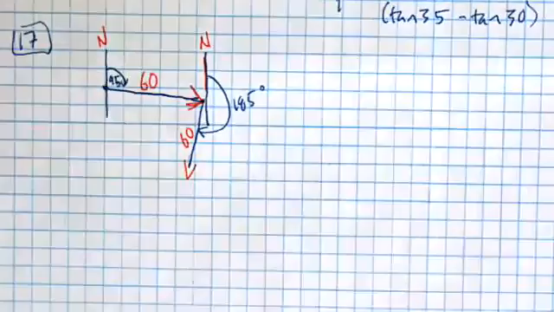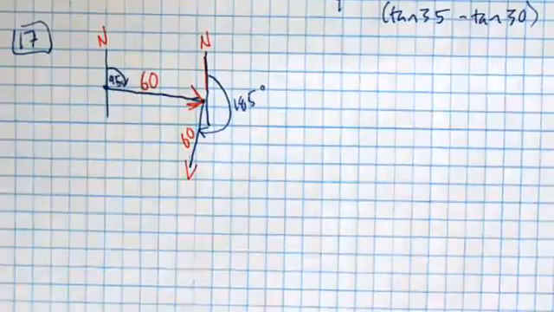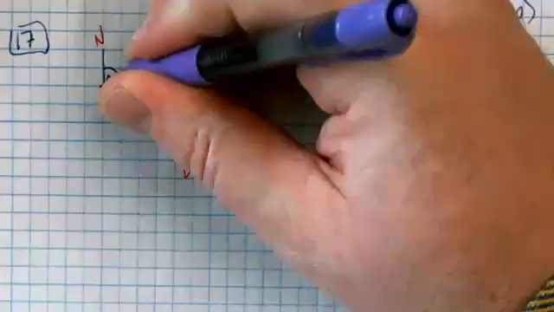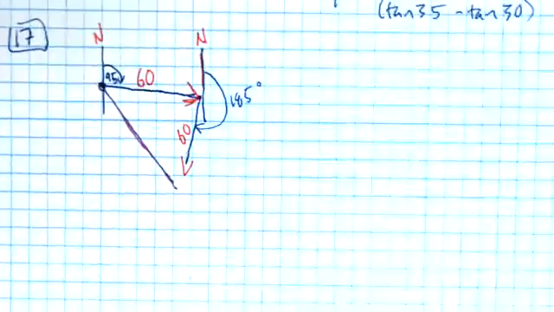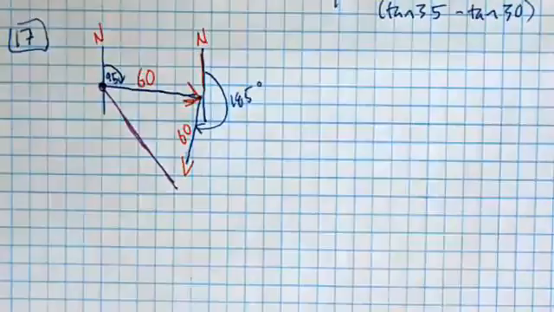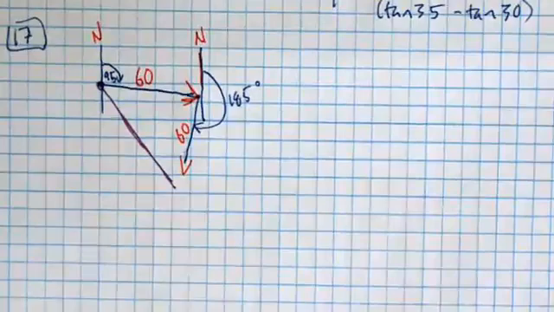It says determine the distance and the bearing from Fort Lauderdale to the boat. Did they start at Fort Lauderdale? They did. So Fort Lauderdale's here. They want to know how far this is going to be. Oh, cool. And they also want to know what direction it is from due north. All right. So far, so good.